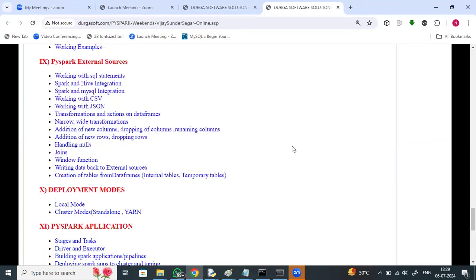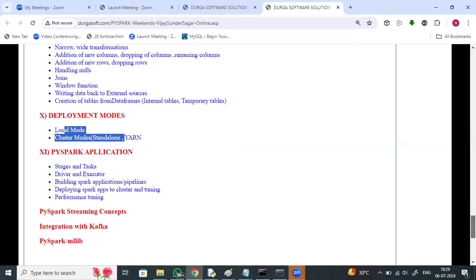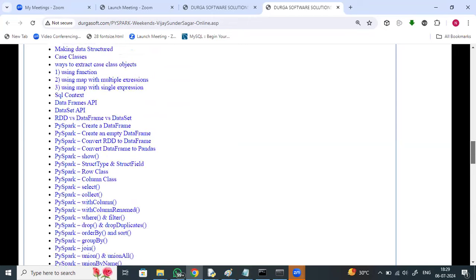PySpark external sources, working with SQL statements, Hive integration, working with CSV, JSON, transformations, narrow and wide transformations, adding rows, dropping columns, renaming columns, handling nulls, deployment modes, local mode, cluster mode, PySpark stages and tasks, driver and executor, building Spark applications, deploying Spark applications to the cluster, and performance tuning mechanisms, right? And PySpark streaming concept and integration with Kafka, and the PySpark MLlib library, right? Yes. So this is what I'll be discussing.